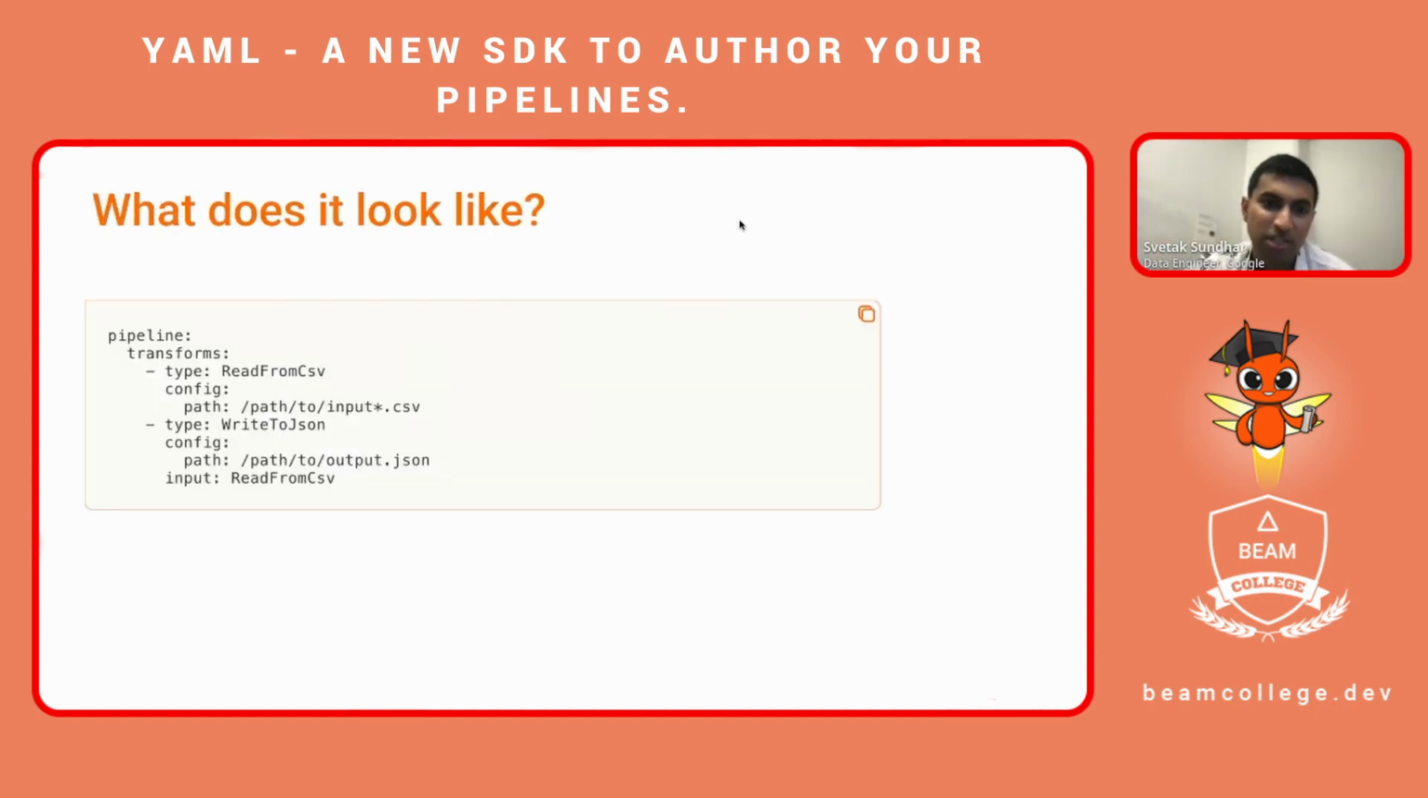As I was mentioning, this is what it looks like. You may have a pipeline definition, and then you can define your transforms. You can see here we have things like read from CSV or write to JSON. These are all native transformations in Beam YAML. And you can define what's known as configs, which are essentially the parameters you're passing in. For example, a path you may pass in would be your path to your input CSV or your path to your output JSON. And you can specify what inputs certain transforms take. So this is a very elementary example of what it might look like to define a pipeline.